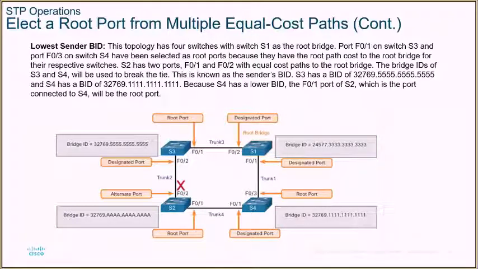have been selected as root ports because they have the root path cost to the root bridge for their respective switches. S2 has 2 ports, FastEthernet 0/1 and 0/2, with equal cost paths to the root bridge. The bridge IDs of S3 and S4 will be used to break the tie. This is known as the sender's bridge ID. S3 has a bridge ID of X, S4 has a bridge ID of Y. Because S4 has the lower bridge ID, that is the one that will be used, and so that will be the root port. That one will be an alternate port.